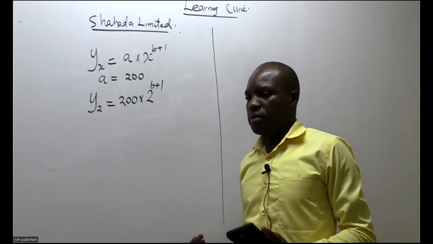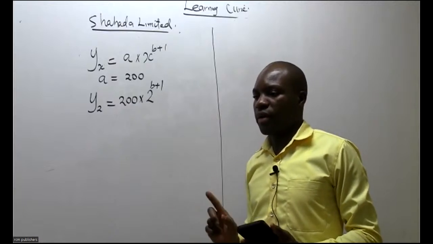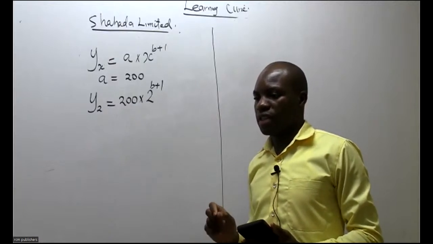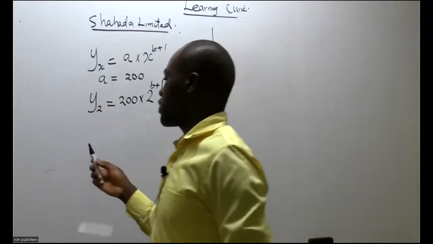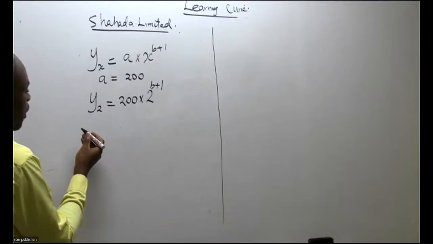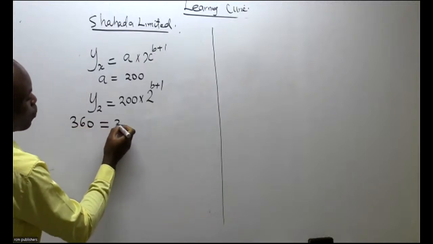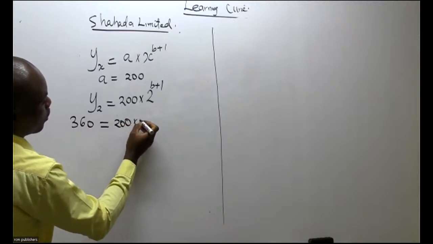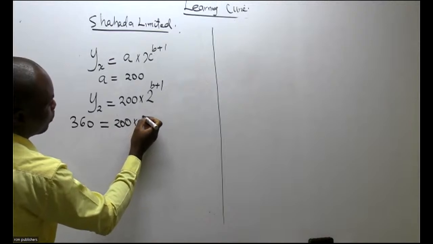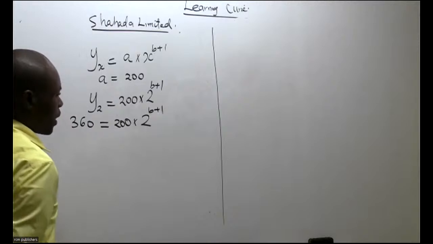Cumulative time that is required to produce the first 2 units. Do we have it anywhere? Yes, 360. So when we come to this point here, our 360 is equivalent to 200 multiplied by 2 raised to the power B plus 1.